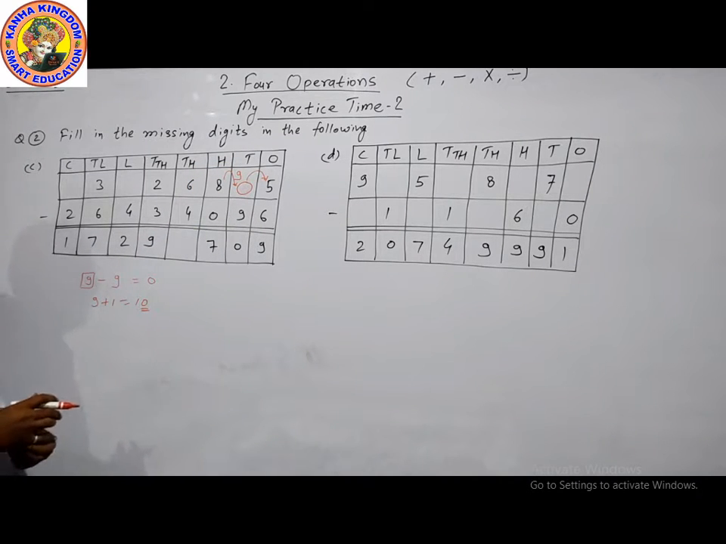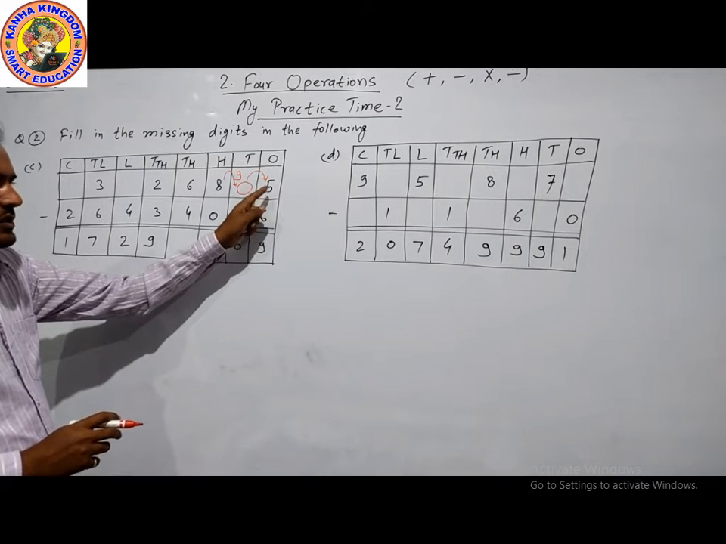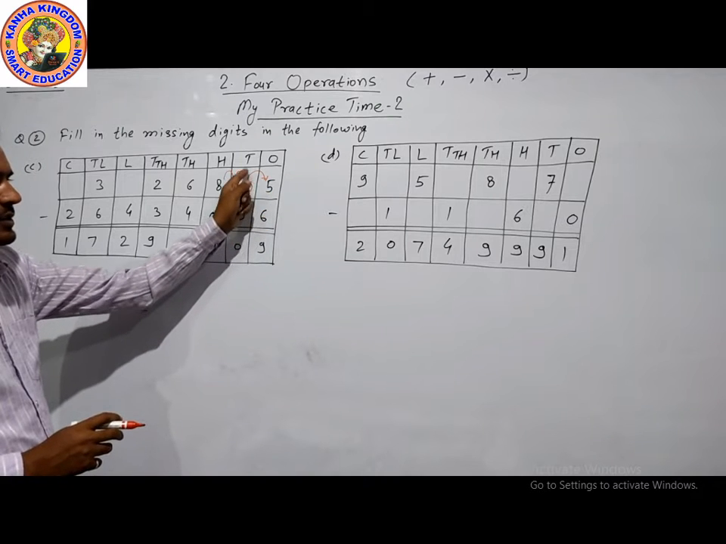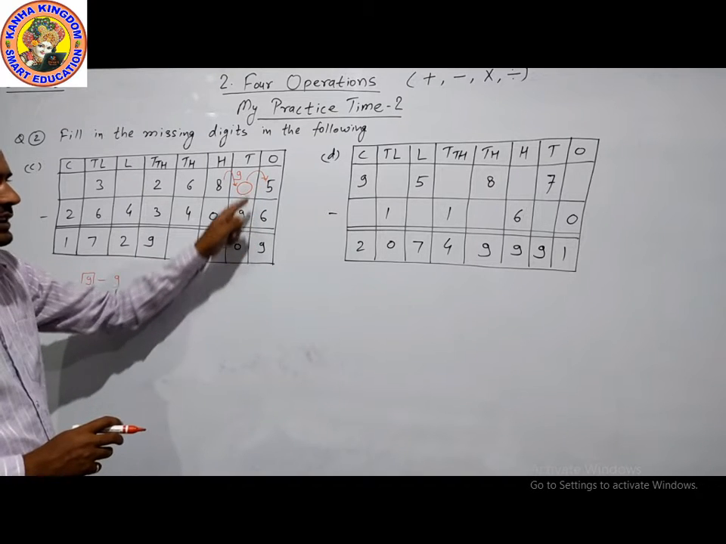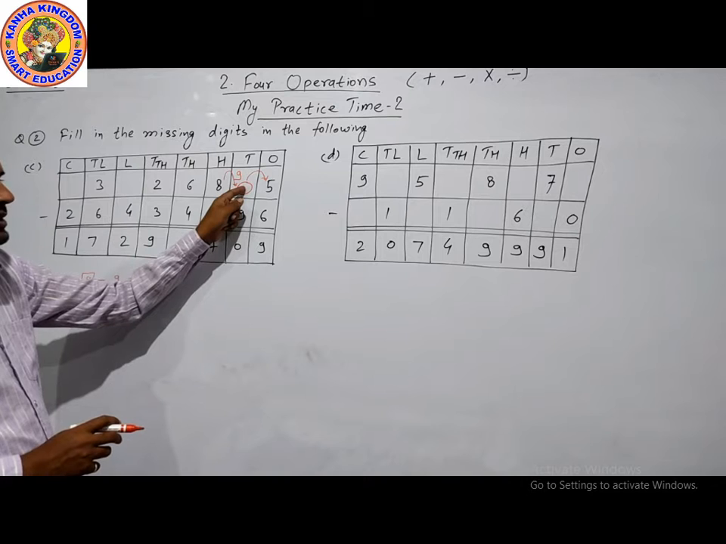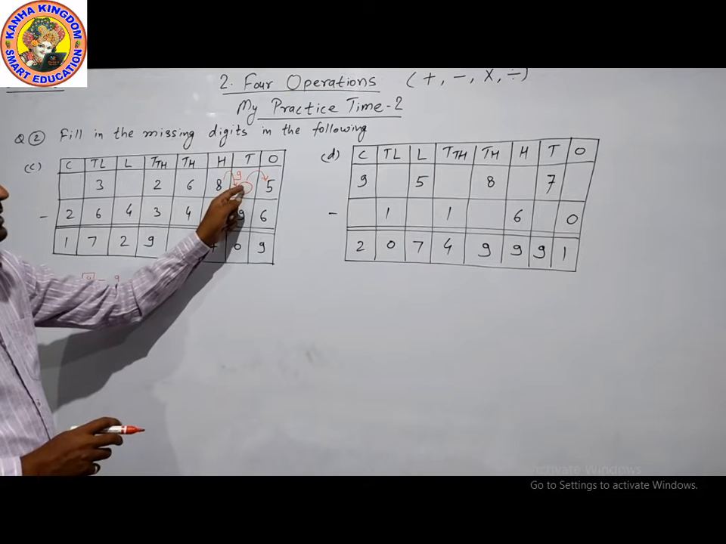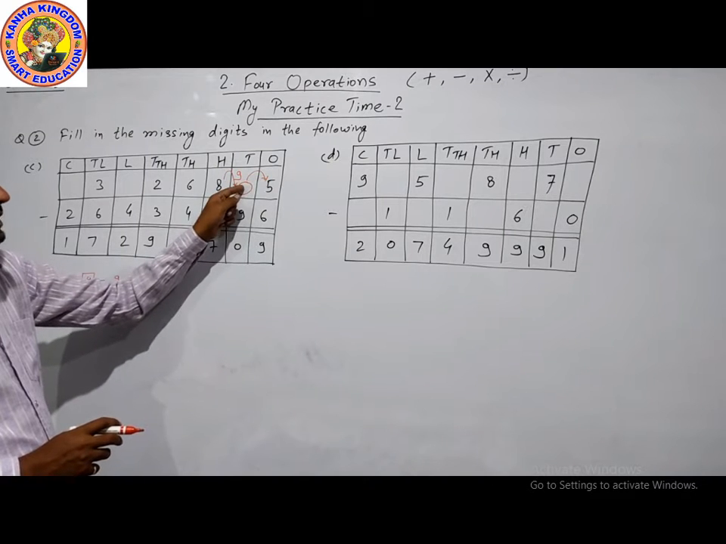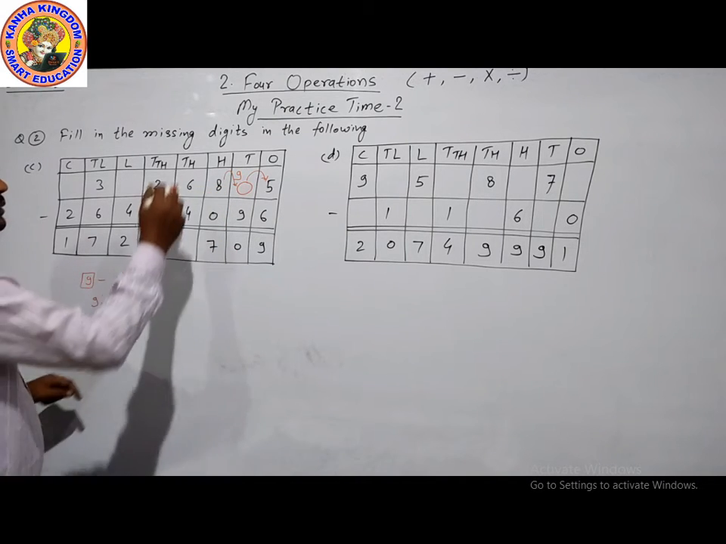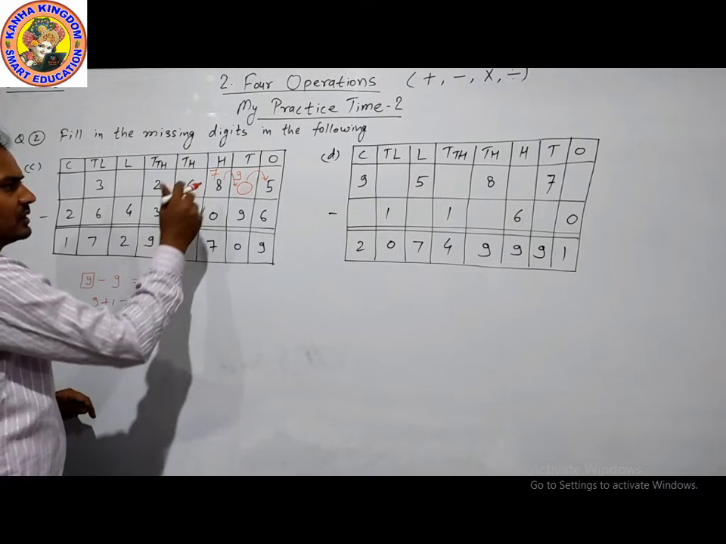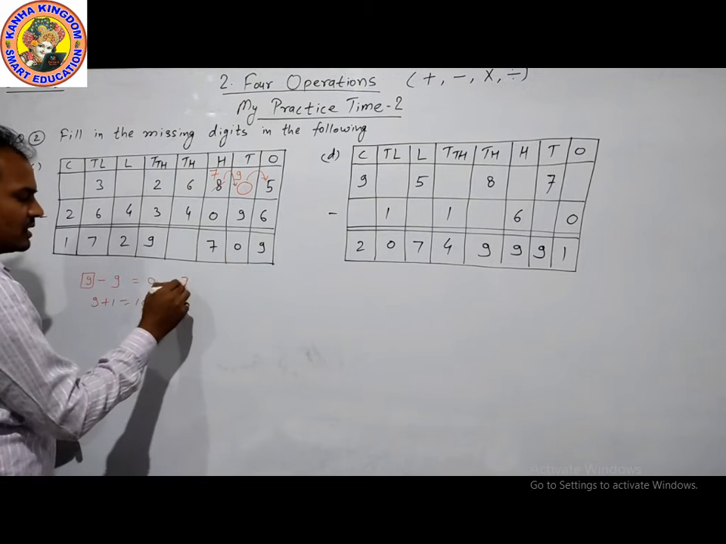Which will be taken as a borrow point. Let's begin from this. 5 minus 6 we cannot subtract, so we will take a borrow point. So here is 15. 15 minus 6 is 9. Taking a borrow, there is no point here, so this will be taken from here. Now this is 10. After giving a borrow, 10 will be 9. 9 minus 9 is equal to 0. After giving a borrow, here is 7. 7 minus 0 is equal to 7.